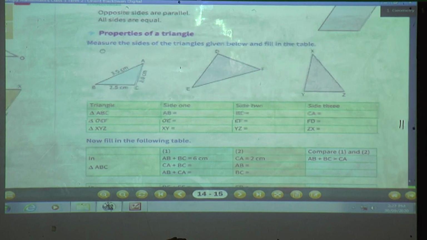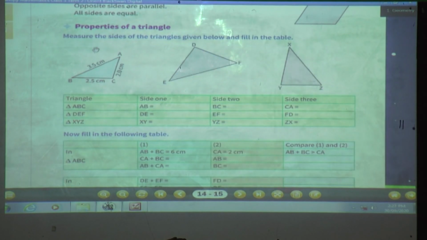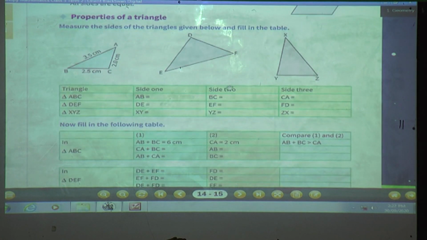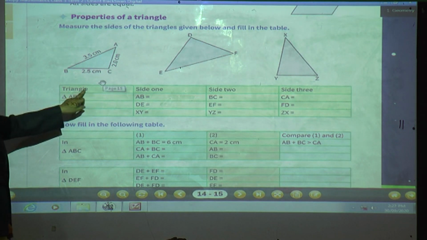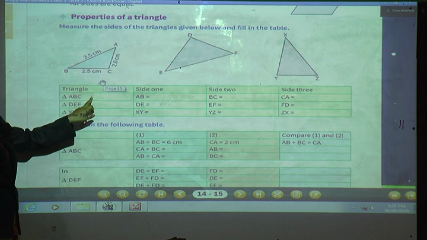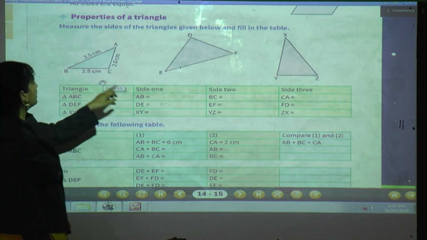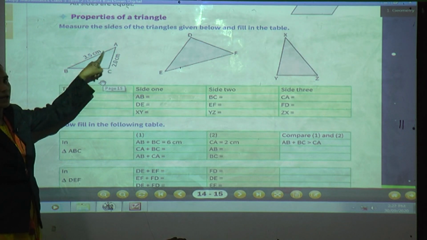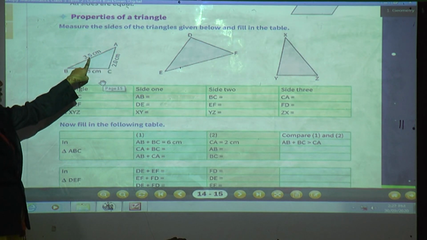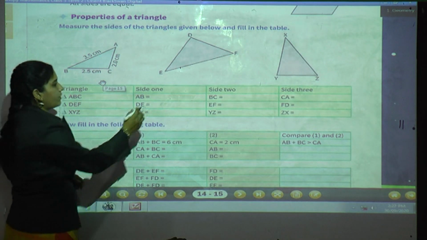See, here they have given one question. Measure the sides of the triangle given below and fill in the table. Here they have given already a triangle ABC. See, here is one table. Triangle ABC, side 1, AB. What is the measure of side AB? 3.5 centimeter.